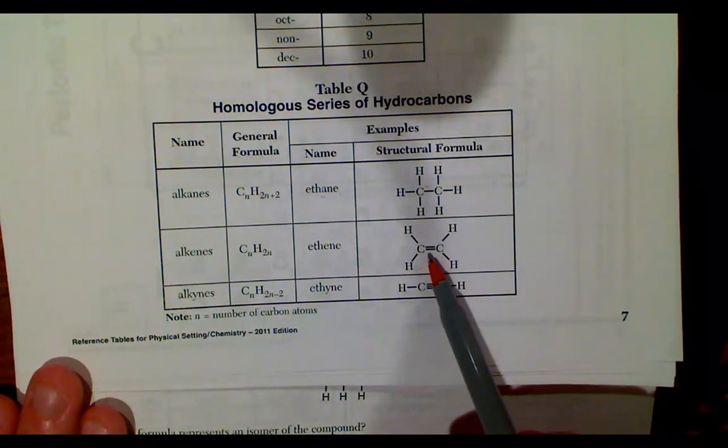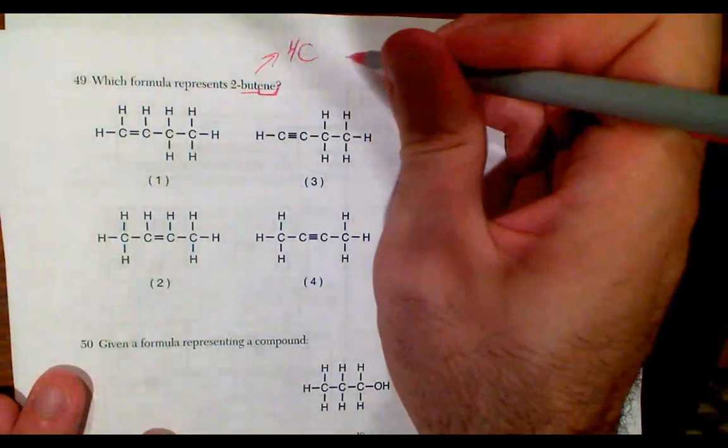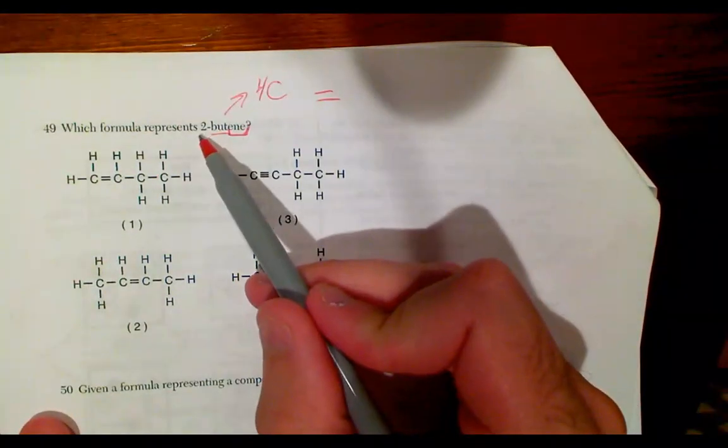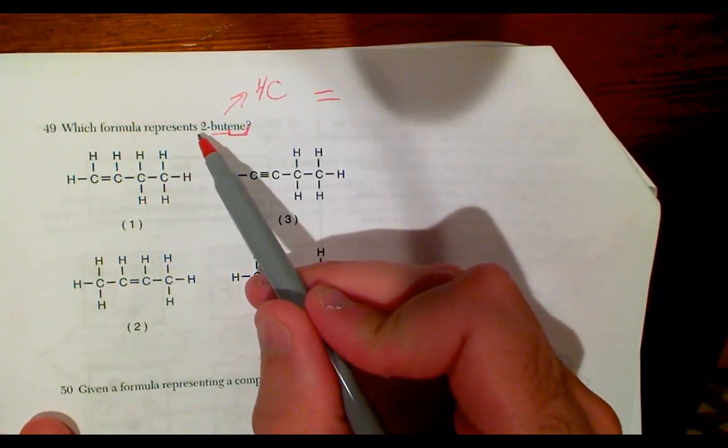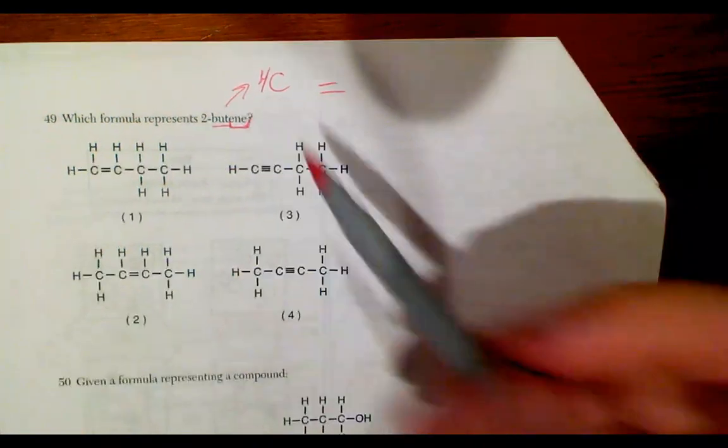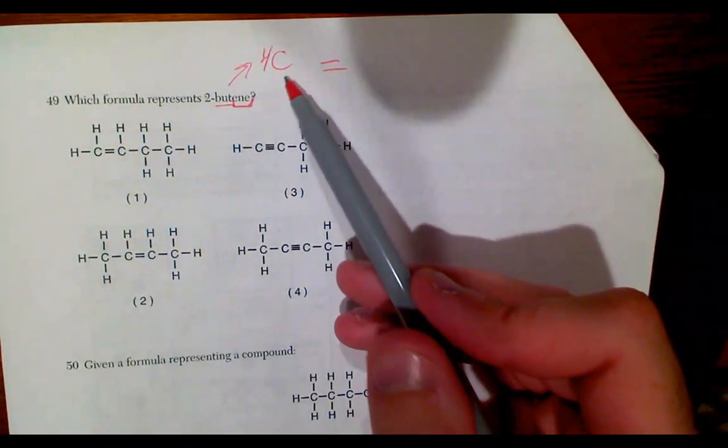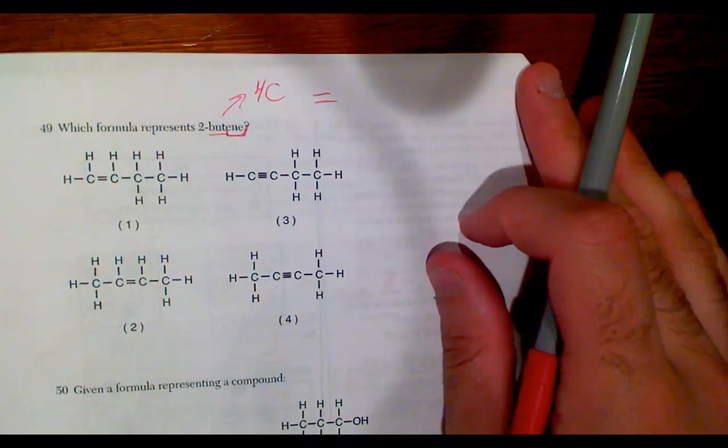I'm going to look at the picture. That has a double bond. So I know I'm going to have a double bond. I'm going to have 4 carbons. And the number tells me where the double bond actually is. So there's going to be a double bond coming from carbon number 2. Let's see if we can eliminate any choices. As long as we know it's 4 carbons, let's see if we can eliminate them.